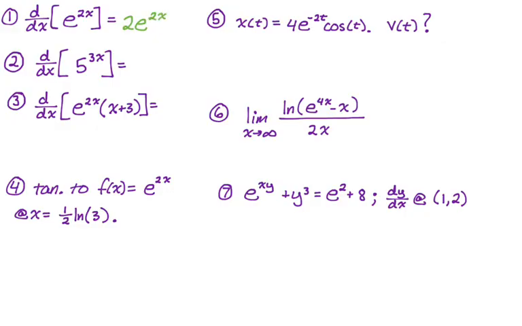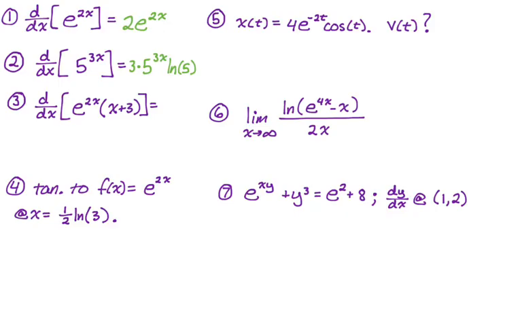All right, number two is a little more complicated, right? Because it's not e to the x, it's 5 to the 3x. So 5 to the 3x, the derivative of that is going to be 5 to the 3x times the natural log of 5. And then I need to chain rule that 3x, so it's going to be times 3. All right, not so bad.